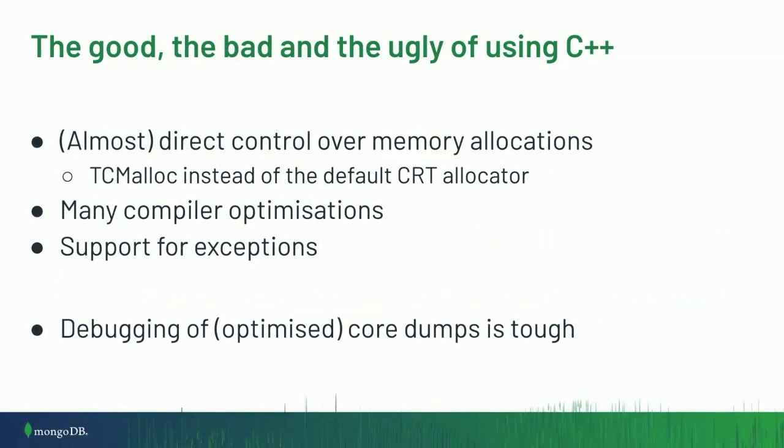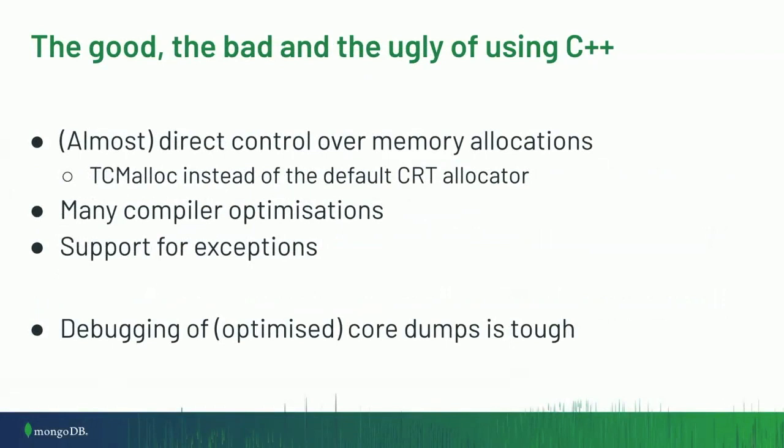With C++, we have the benefits of being able to model everything using an object model, but also we have direct access to memory allocations and deallocations. Also, the C++ compilers are very, very mature. There are a lot of optimizations that we take benefit of, and that makes our database better. We also use the support for exceptions.